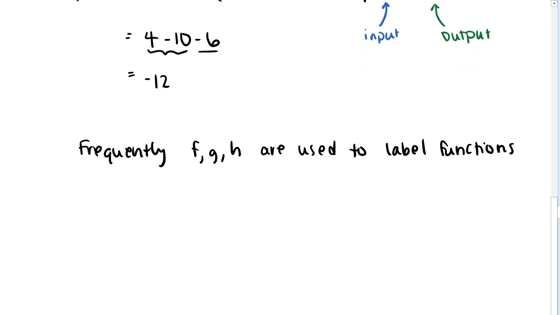And in general, if you see a statement like f of an input, well, that means to determine the output corresponding to that input. So f of an input represents the output corresponding to that input.